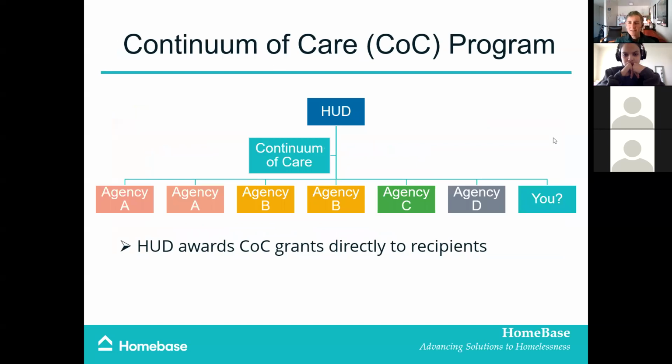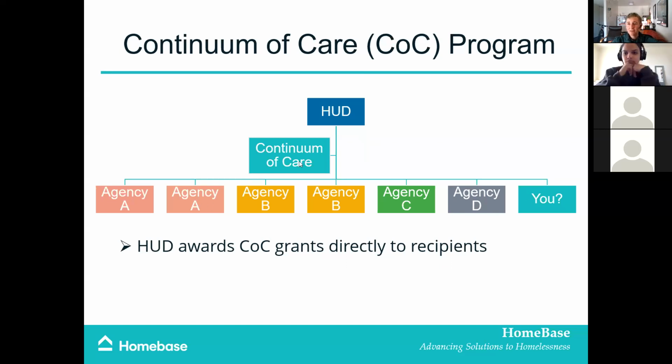Okay, but how does the funding actually work? So we know that Continuum of Care funding comes in one-year grants. We know that there's an annual competition, and we know that the community as a whole submits one application to HUD for funding. So how does that work? In fact, HUD does not award money to the Continuum of Care directly, right? The Continuum of Care as this collaborative body never holds the money. The money is granted directly from HUD to each of these individual agencies.